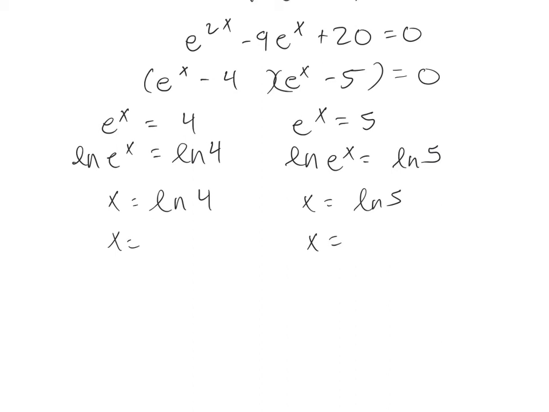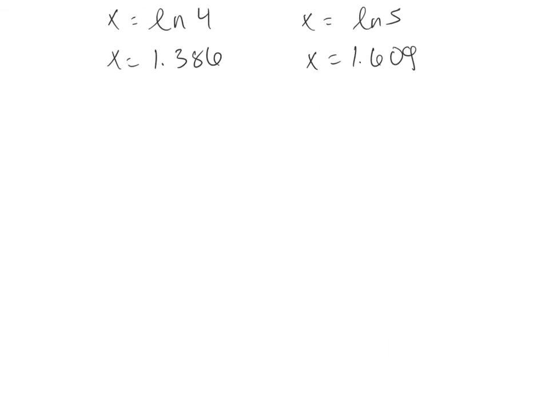Punch those into our calculators, and we get 1.386 and 1.609. And as we can see, there are many different types of examples that we could use to solve for this. Let's do one last example, a variation of this.